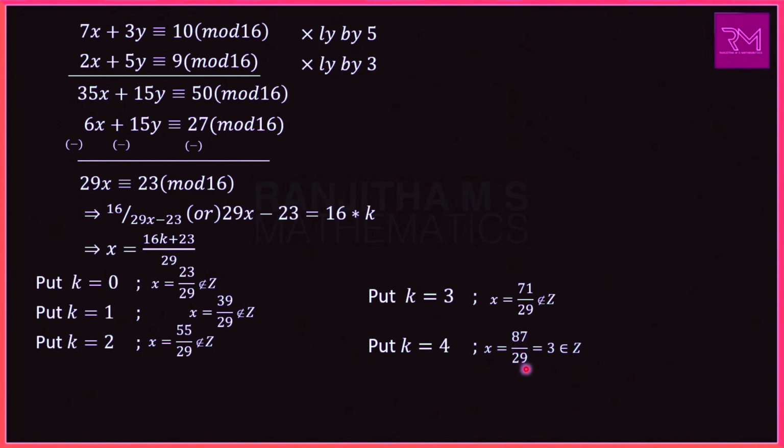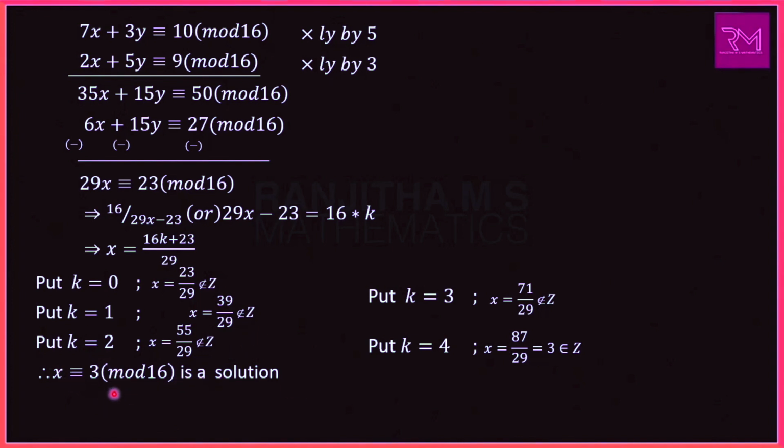If we divide 87 by 29, we get a value as 3. Therefore we can conclude that x is equal to 3 belongs to an integer Z. Hence we can conclude that x is congruent to 3 mod 16 is a solution. Here, once you obtain x value as an integer, we have to stop the procedure and consider x is congruent to that value under mod 16 as a solution. Here we find x value as 3.